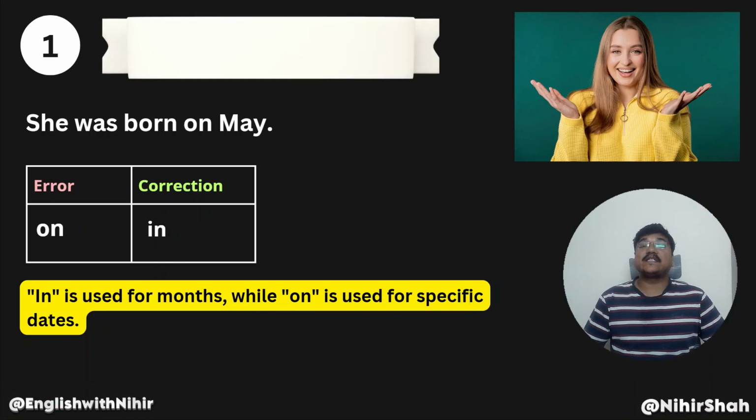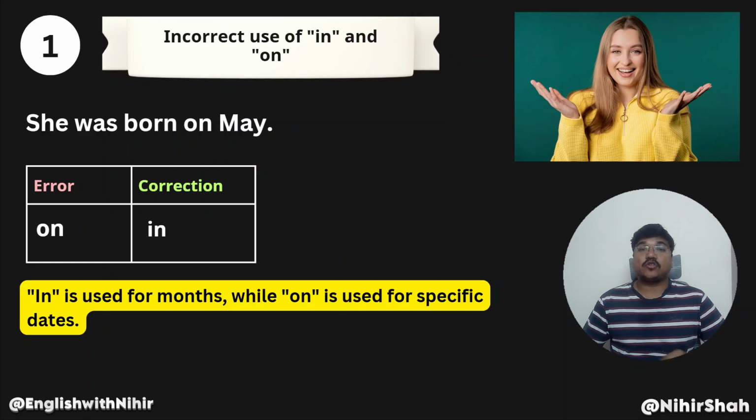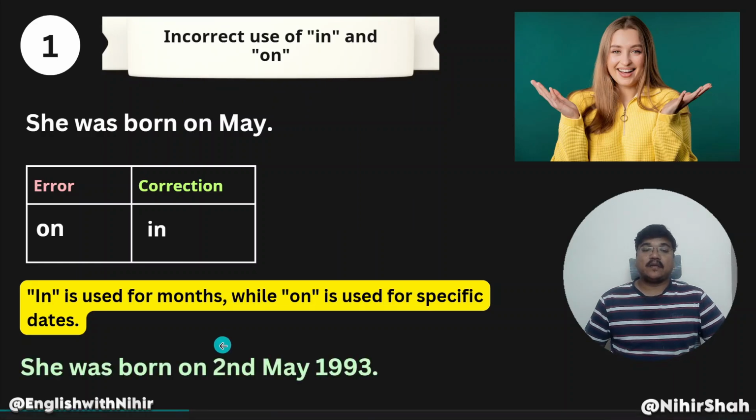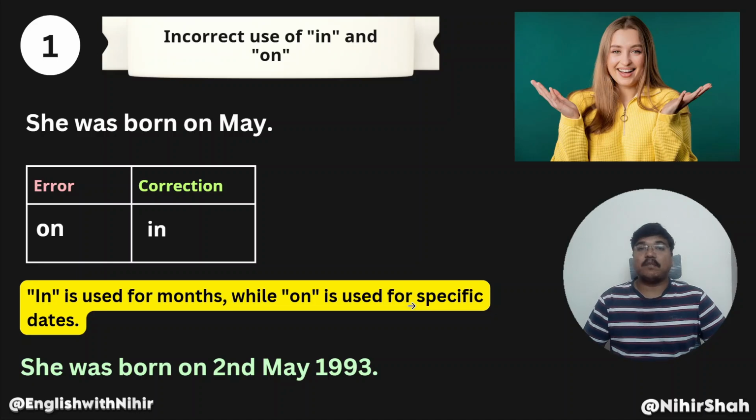Okay. So this is mistake number one: incorrect use of in and on. Let's see one example of correct usage of on. She was born on 2nd May 1993. Okay. On is used for specific dates and in is used for months.